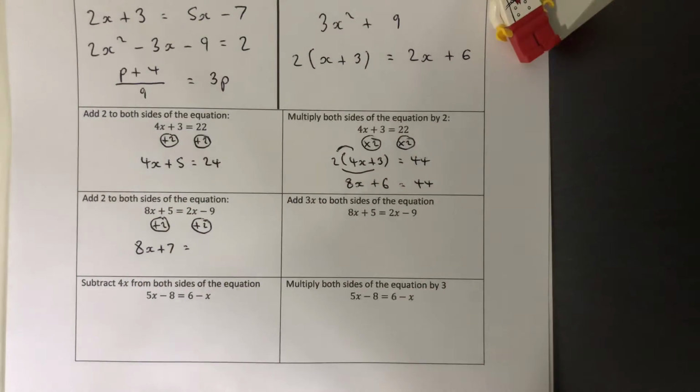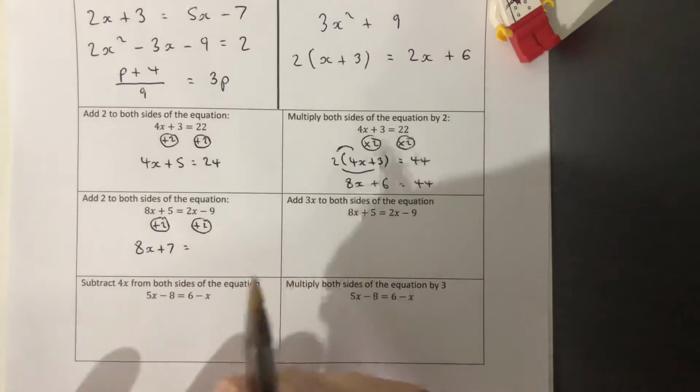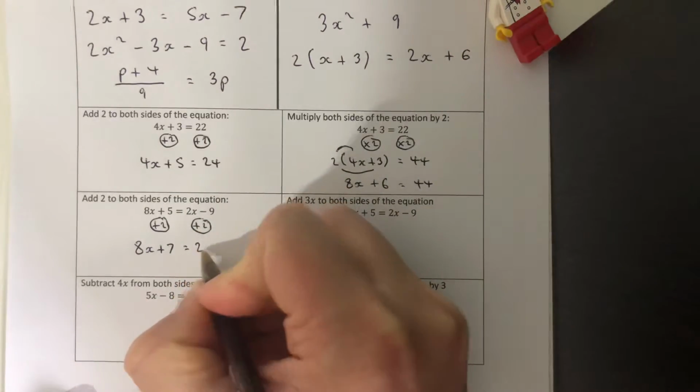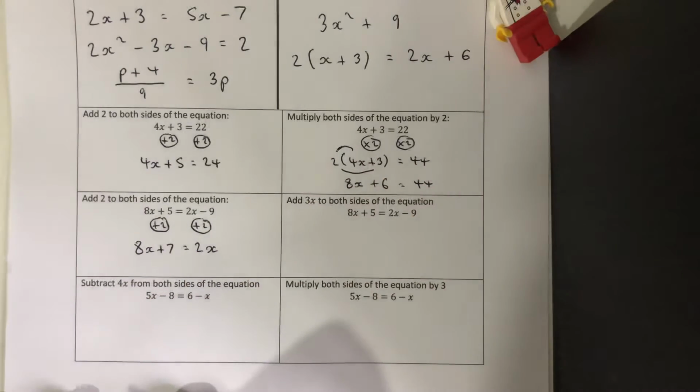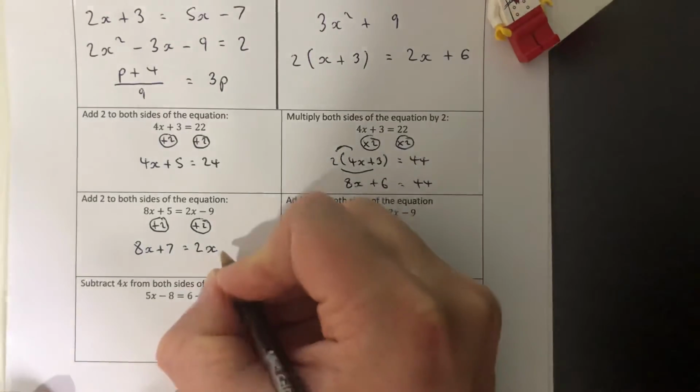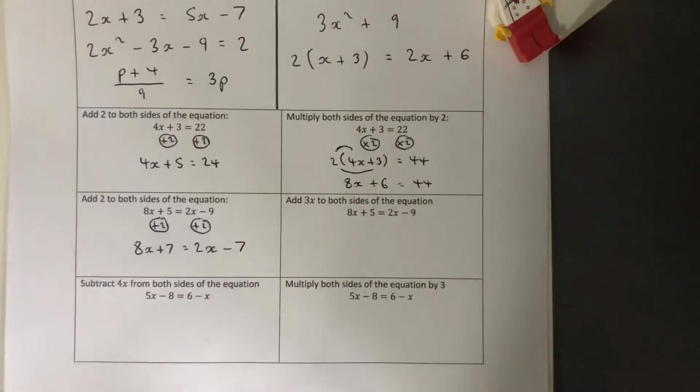What about the other side? 2x minus 9. We're going to add 2 to it. Well, the 2x doesn't get affected because we're not adding x's to it or doing anything with those. Minus 9, add 2. Yes, it's me going on about negative numbers again because that's always the bit that people muck up. Minus 9 add 2 would be minus 7. It's still negative. It's just gone up by 2.